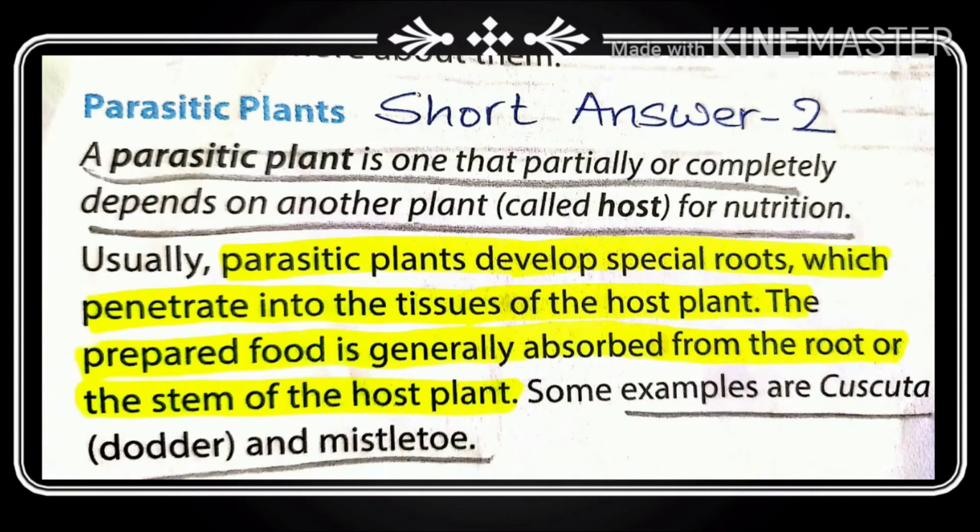Take out page number 16. In that second paragraph is of parasitic plant. Here the highlighted portion is the answer, that how parasitic plants develop special roots which penetrate into the tissues of the host plant and then prepared food is taken up by them.